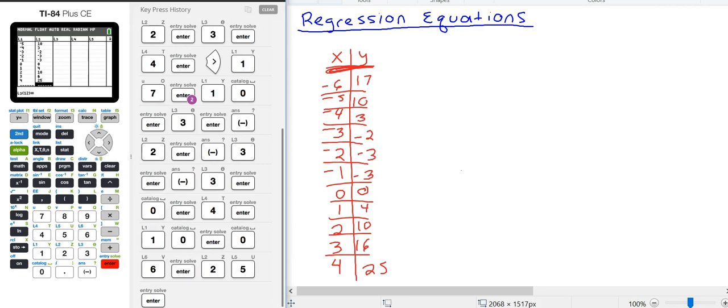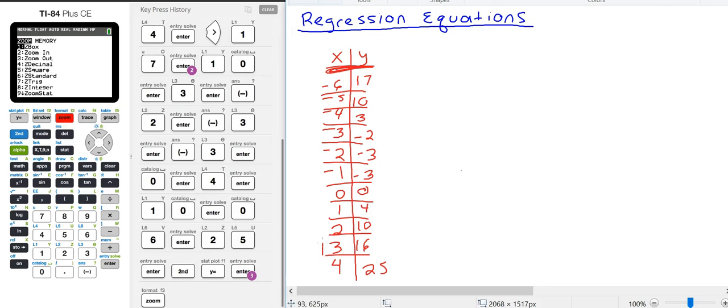To graph these points, we're going to press Second, Y equals, so we click on Stat Plot. We're going to press Enter over Plot 1 and turn it on. The type is a scatter plot. Our x list is L1, our y list is L2. The mark is okay, we can leave it as a box, and the color could be blue. We're going to press Zoom 9 for Zoom Statistics.